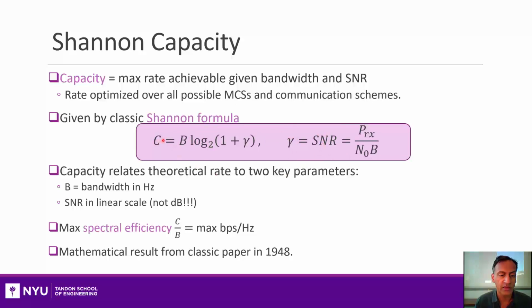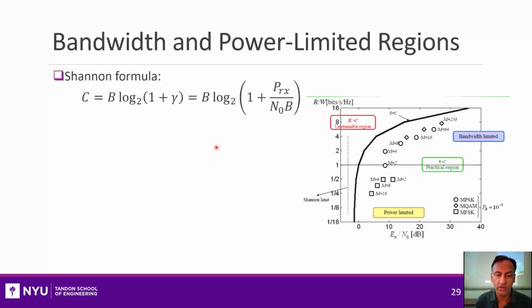If you divide the capacity by the bandwidth, you can also think of Shannon's capacity formula as giving a maximum limit on the spectral efficiency. This goes back to this very classic paper from the 1940s. All right, so here it is graphed if you don't remember it. In this case, I've drawn it as a function of the Eb/N0 on the x-axis, and here's the capacity on the y-axis. And you can see this increases as follows.